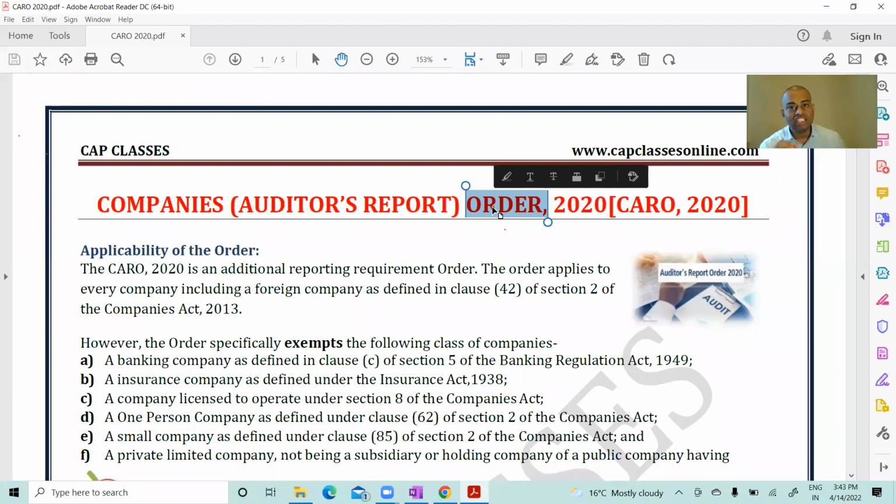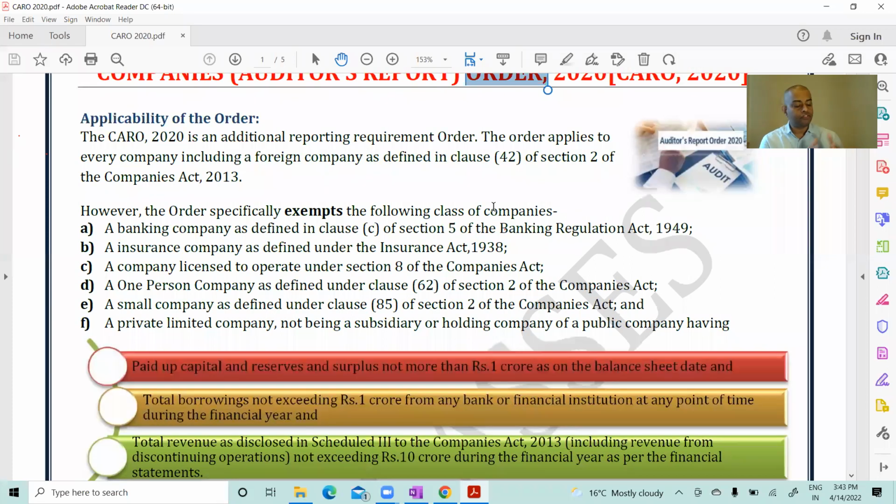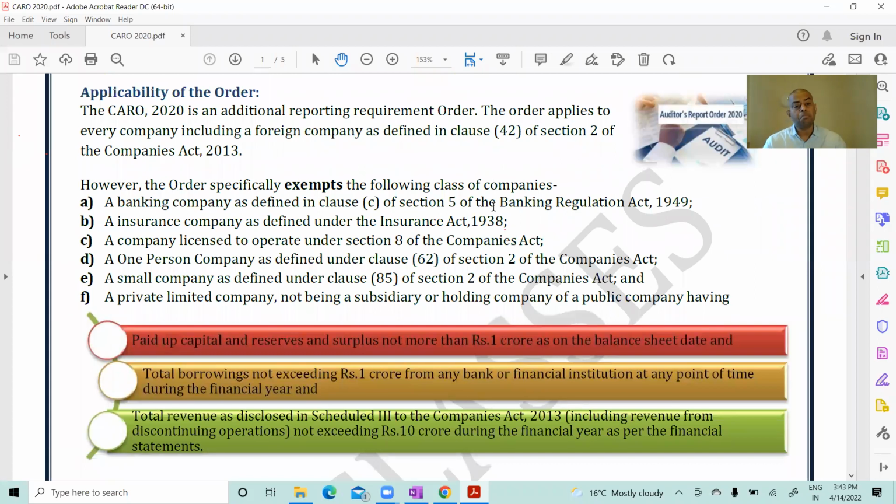So basically, what is CARO? It is a questionnaire. Who has to fill this questionnaire? The auditor has to fill this questionnaire. You understand this? Now, applicability. There is no difference between the applicability of CARO 2016 and CARO 2020. Whatever is there in the 2016 applicability, the same thing is there in CARO 2020 also. So there is no difference, and we will not spend much time on this. We will just run through.